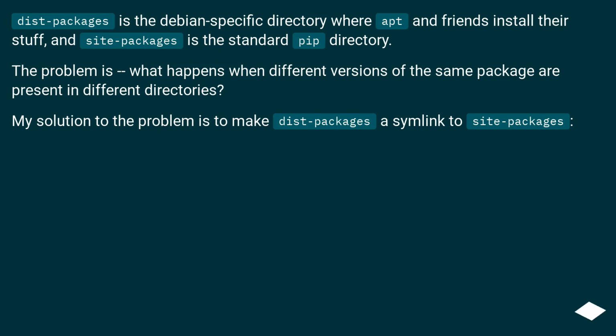Dist-packages is the Debian-specific directory where apt and friends install their stuff, and site-packages is the standard pip directory. The problem is, what happens when different versions of the same package are present in different directories? My solution to the problem is to make dist-packages a symlink to site-packages.